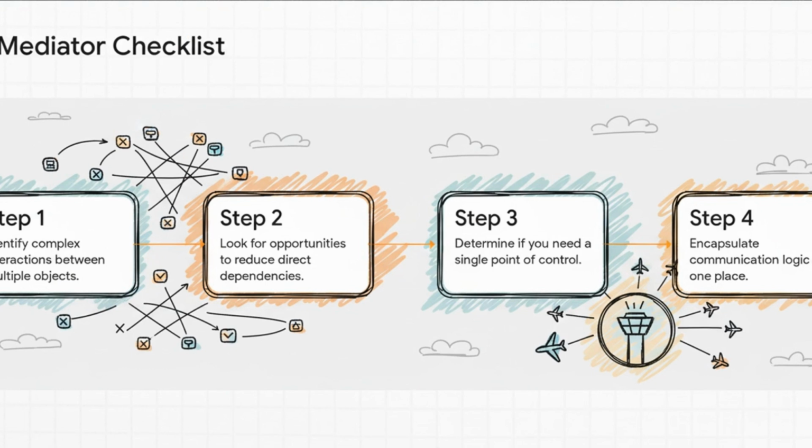As you look at your code, ask yourself, am I seeing a tangled web of objects talking to each other? Do I feel the pain of that tight coupling every time I have to make a change? Do I find myself wishing I had just one single place to manage all this communication logic? If you're answering yes to these, that is a huge signal that a mediator might be exactly what you need.